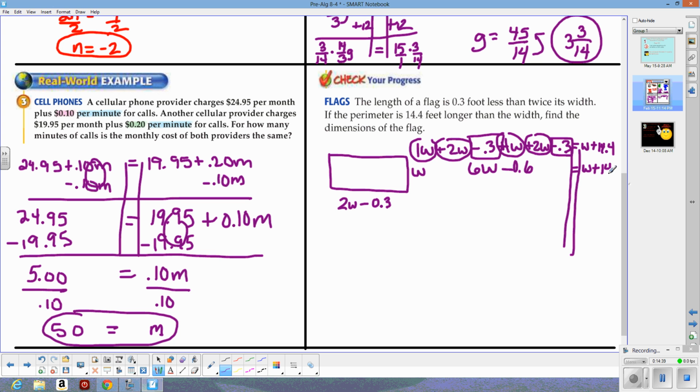Now we have variables on both sides. Let's get rid of one of them. I'm going to get rid of this 1W here by subtracting 1W from both sides. When I subtract the W from both sides, I'm going to make sure to subtract it from the W's. So I have 5W minus 6/10 equals 14 4/10. Now I'm going to add 6/10 to both sides to get the 5W by itself. So to get rid of this minus 0.6, we add 0.6.